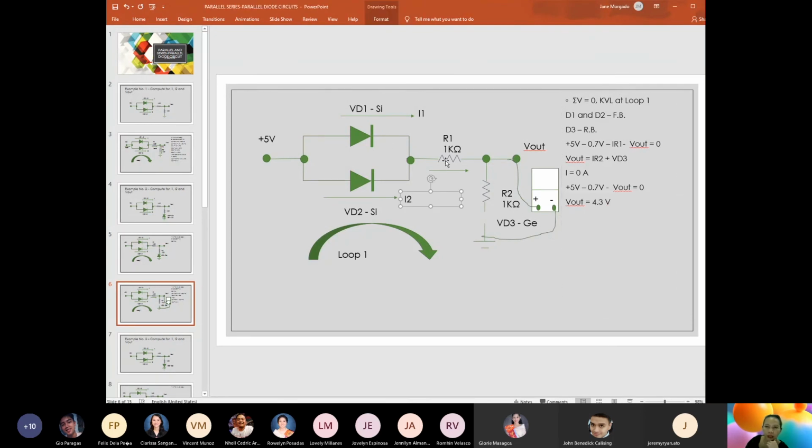Bakit? Kasi wala ka namang voltage drop across R1, because your current is 0. Bakit 0 si current? Dahil open yung circuit mo. Kumbaga, hindi makatawid yung current kasi putol yung tulay. Walang flow ng current dahil putol yung path mo. But then you have voltage. Meron ka pa ring voltage which is equal to 4.3 volts.